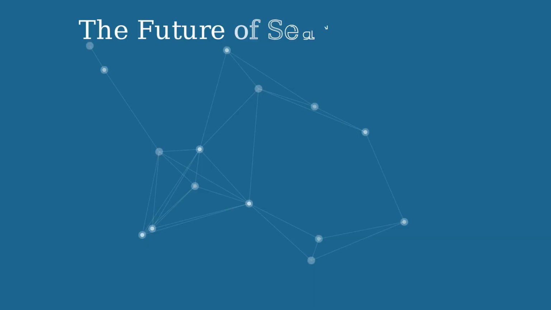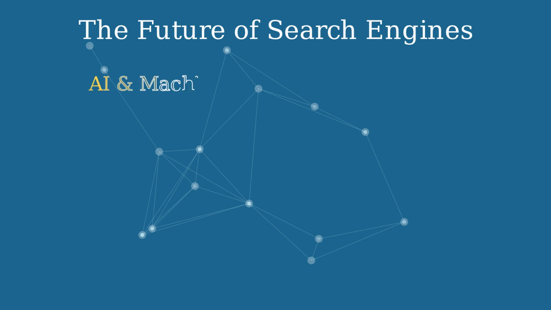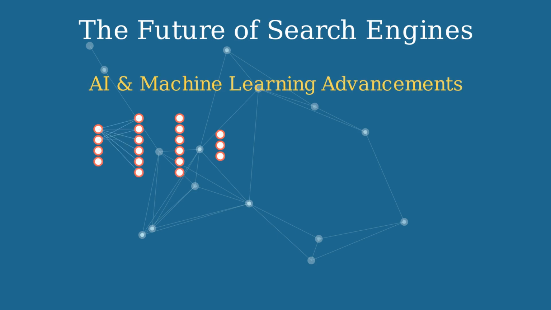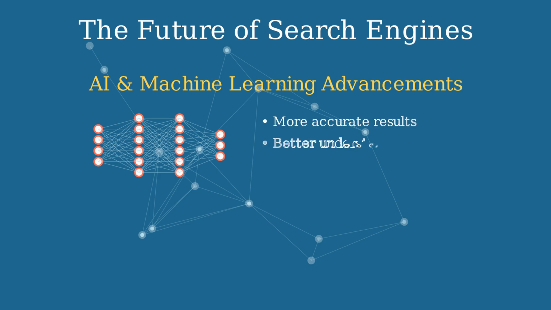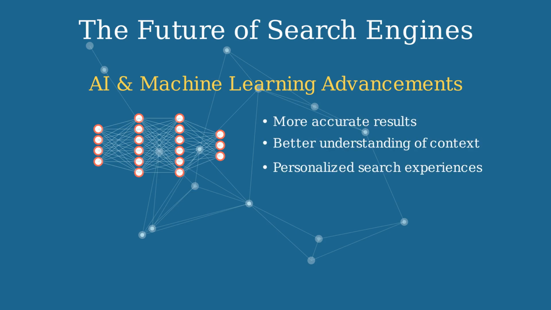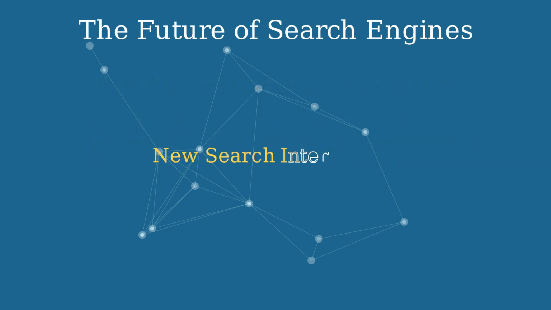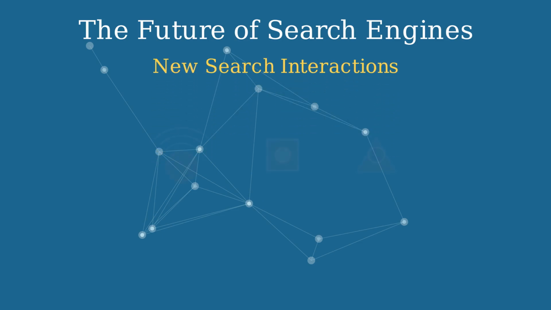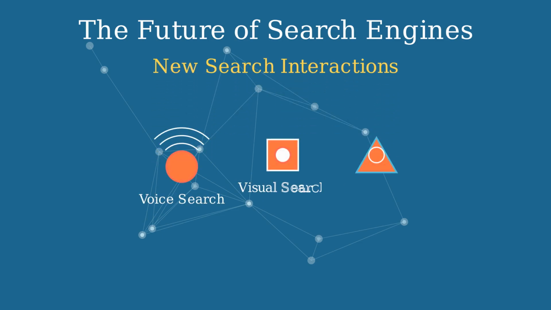The future of search engines is being shaped by rapid technological advancements. Artificial intelligence and machine learning are revolutionizing how search engines understand and process information. The way we interact with search engines is evolving beyond typing. Voice search, visual search, and augmented reality are creating new ways to find information.